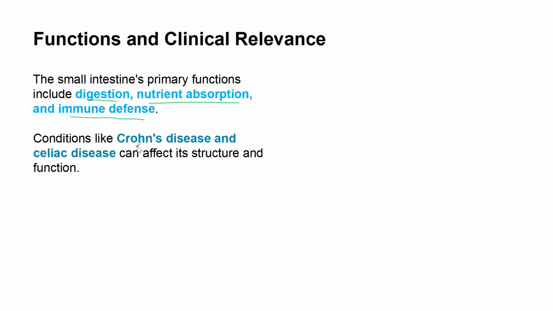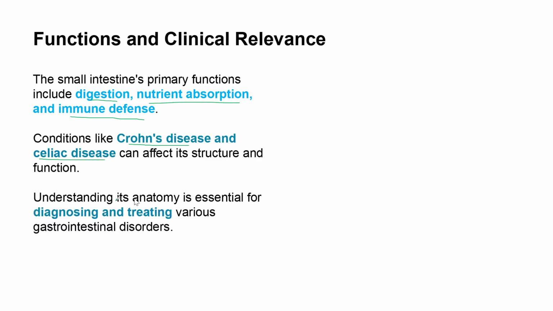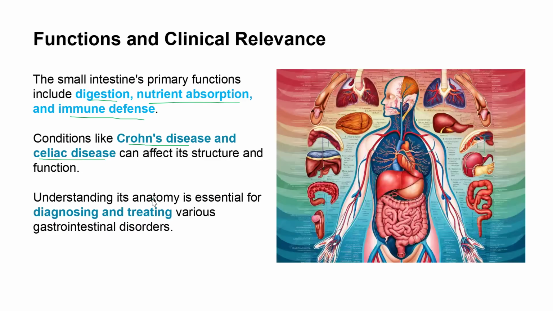Conditions like Crohn's disease and celiac disease can affect its structure and function. Whenever there is a disease condition like Crohn's disease or celiac disease, it usually affects the structure and functions of the small intestine. So understanding its anatomy is essential for diagnosing and treating various gastrointestinal disorders.